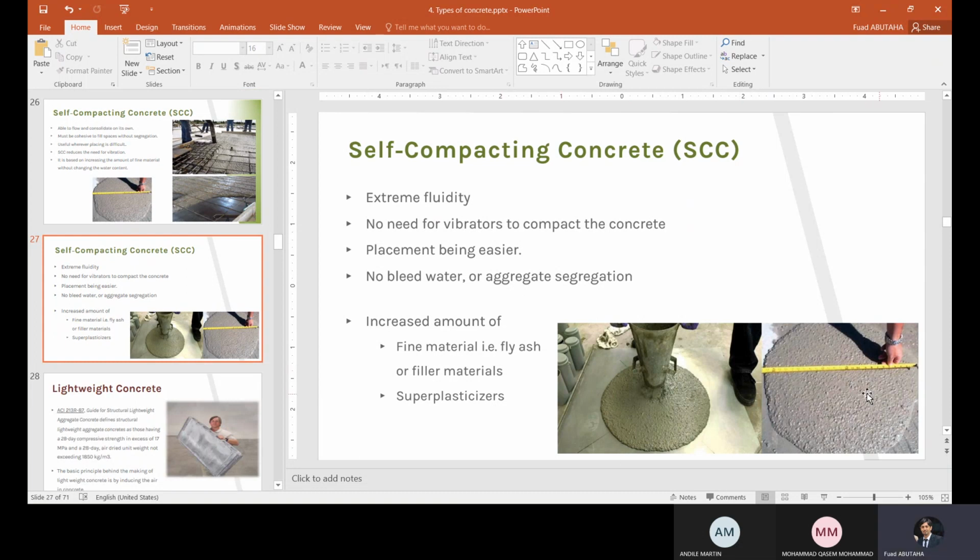So how to achieve a high workable concrete or self-compacting concrete? By increasing the workability of the concrete. The high workability of concrete is the main thing that we do to achieve self-compacting concrete, and we do it by using superplasticizer.